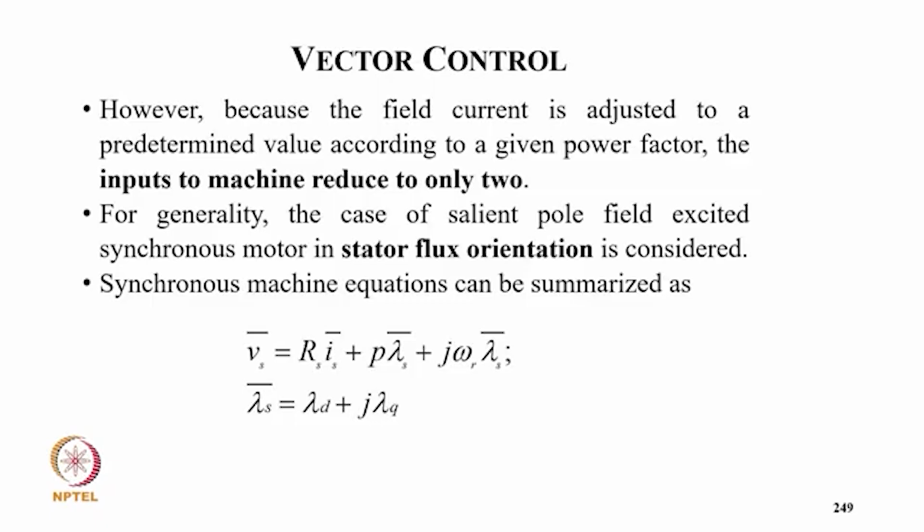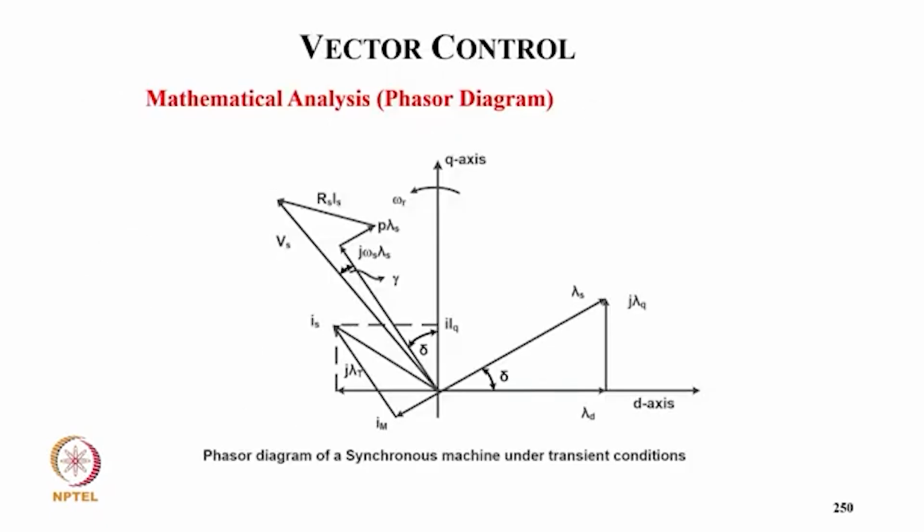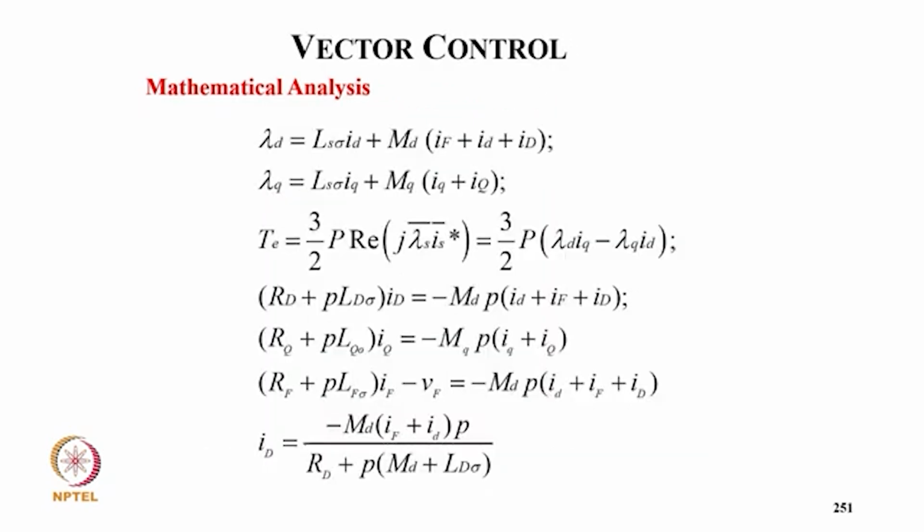Generally, the case of a salient pole field excited synchronous motor in stator flux orientation is considered, and synchronous machine equations can be summarized as Vs equal to Rs Is plus P lambda s plus J omega R lambda s, and lambda s equal to lambda d plus J lambda q. And this is typically the phasor diagram of the synchronous machine under transient conditions, with the different D and Q axes and all the volt ampere relations here.